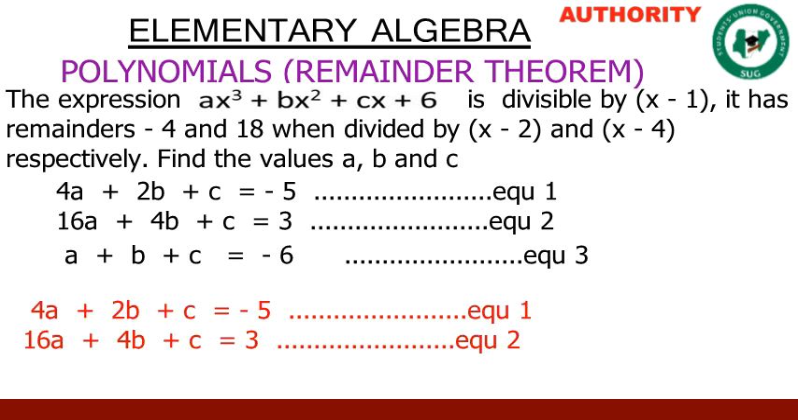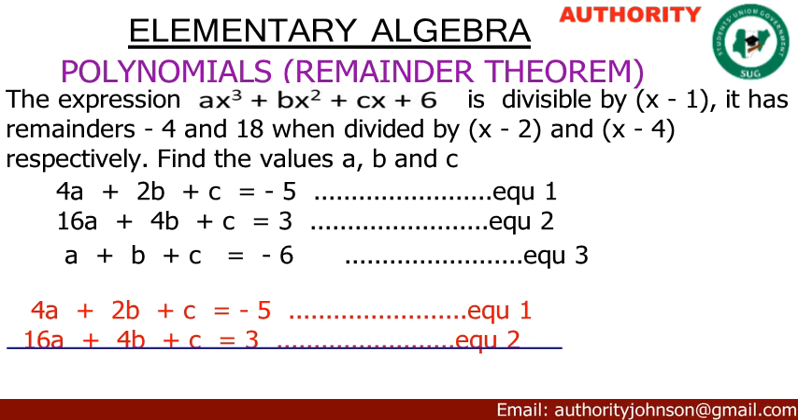Now we're having 4a plus 2b plus c is equal to minus 5. That is the first equation. And then 16a plus 4b plus c is equal to 3. That is the second equation. Okay, now let's eliminate c. So what can we do so that c will disappear? We can say equation 1 minus equation 2. C will disappear. Okay, now let's go.